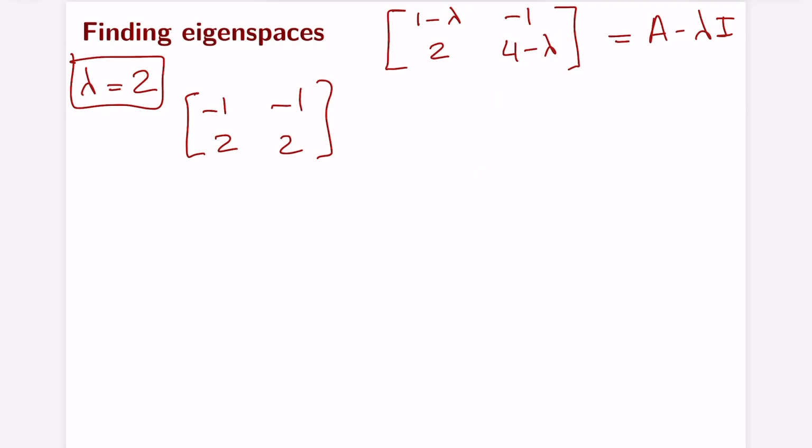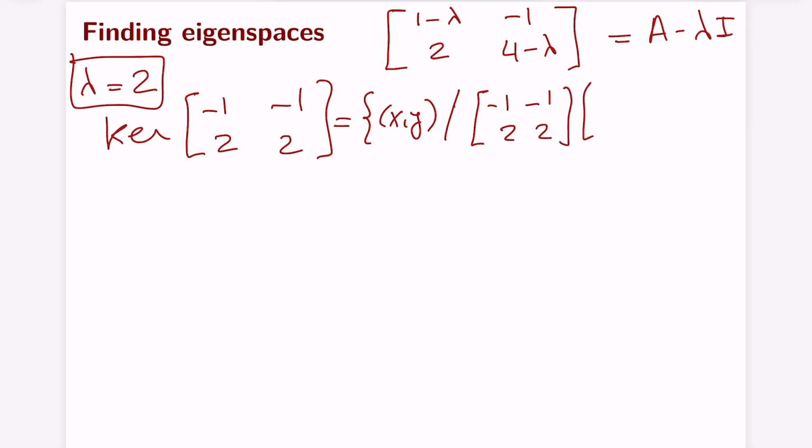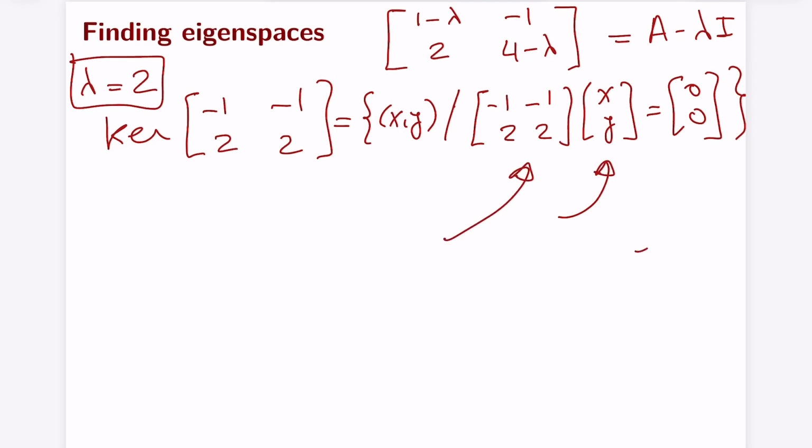Now what we want is to calculate the kernel of this matrix. It is the set of vectors x, y in R2, in the domain, such that when we do the transformation by this matrix, when we multiply this matrix by x, y, we obtain the vector 0. So that's the definition of kernel: all the vectors that, when we transform them, become 0.